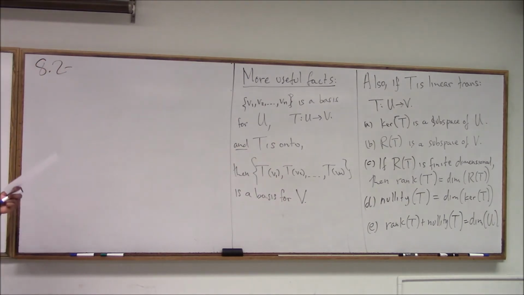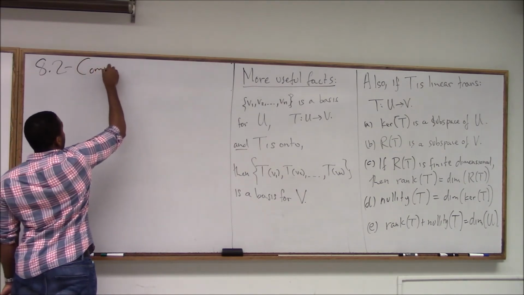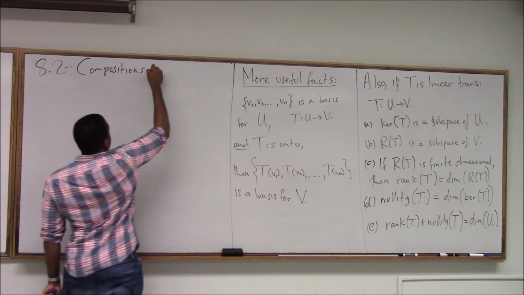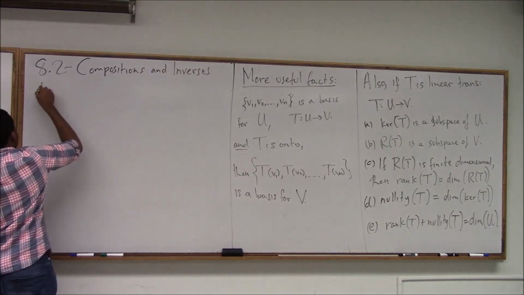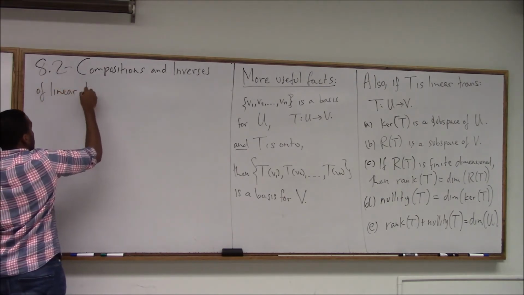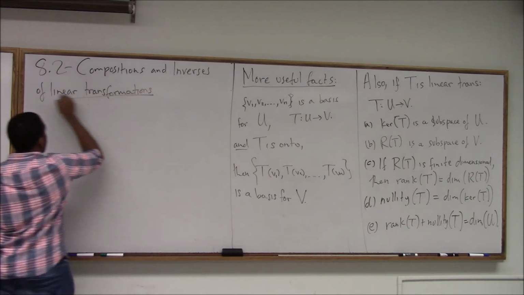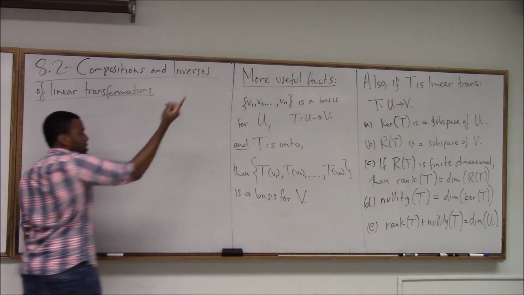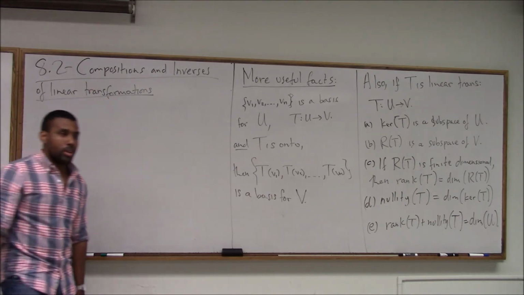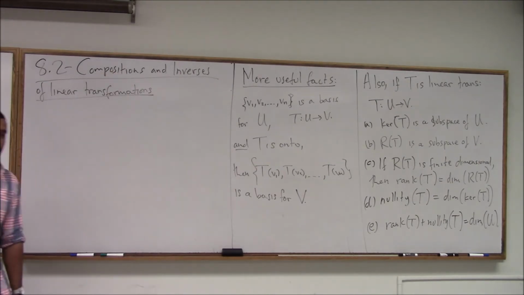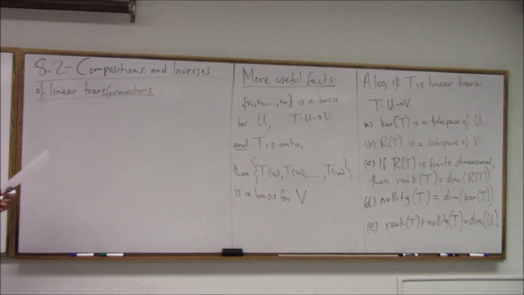How about 8.2? This spoke about compositions and inverses of linear transformations. Inverses of functions is kind of like finding the inverse of a matrix. Compositions is matrix multiplication. So we can think about compositions of linear transformations as some sort of matrix multiplication. This is basically the idea.